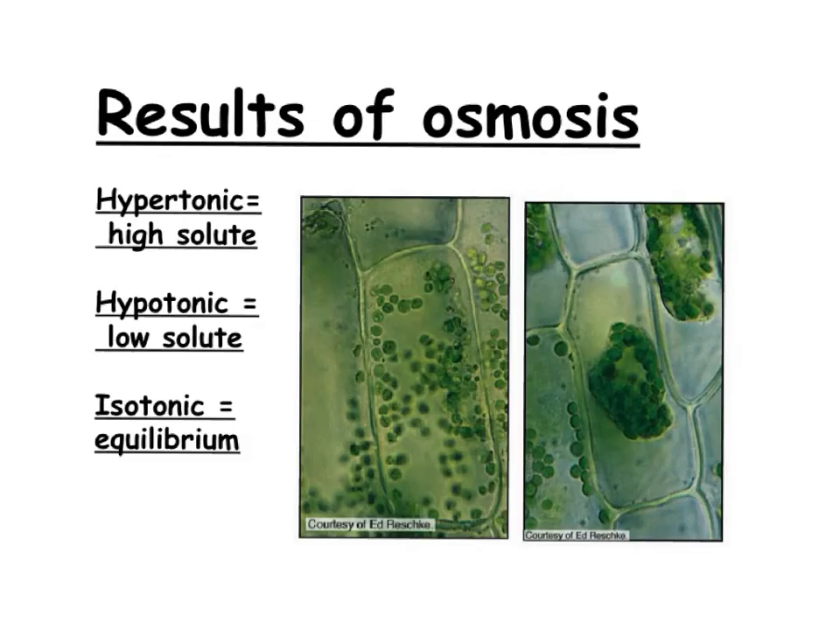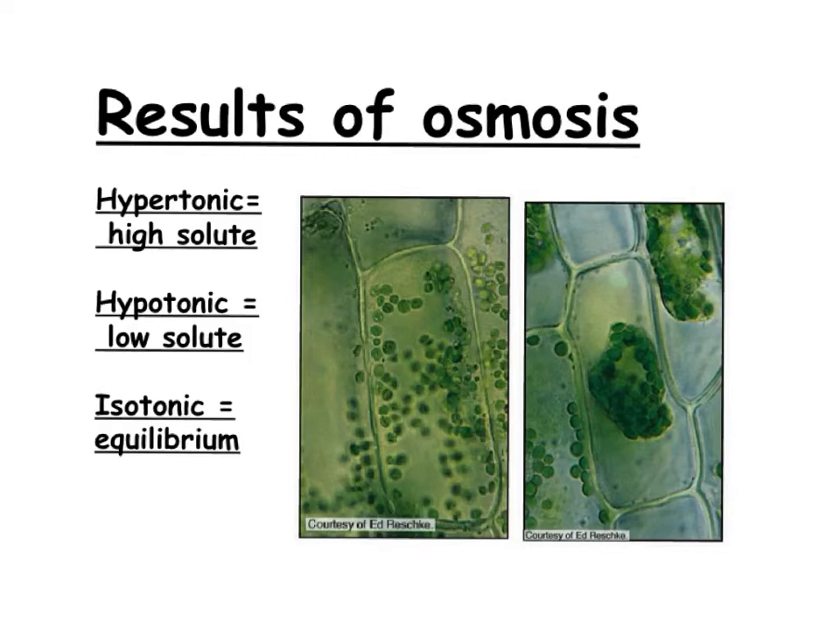All right, so what you get as a result is cells, and this picture should look familiar. We saw this the other day. You get cells that will either shed water or gain water to try to make the solutions equal. A hypertonic solution has a high amount of solute, so it has lots of dissolved particles. Hypotonic has very little, and isotonic is equal inside and outside the cell.